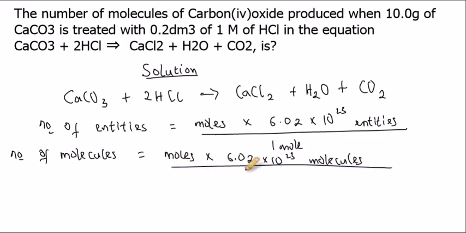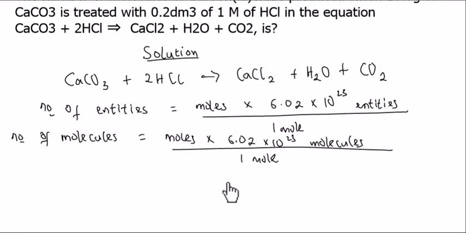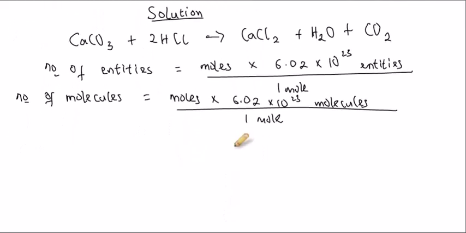So we'll say number of molecules equals moles multiplied by 6.02 times 10 raised to the power 23 molecules divided by 1 mole. In this question, the substance whose number of molecules we are asked to calculate is carbon dioxide. We are not given the number of moles of carbon dioxide. We need to find that ourselves, and that's what makes our solution a bit longer, because otherwise we could have just substituted the values and calculated the number of molecules of carbon dioxide. So how do we get the number of moles of carbon dioxide?